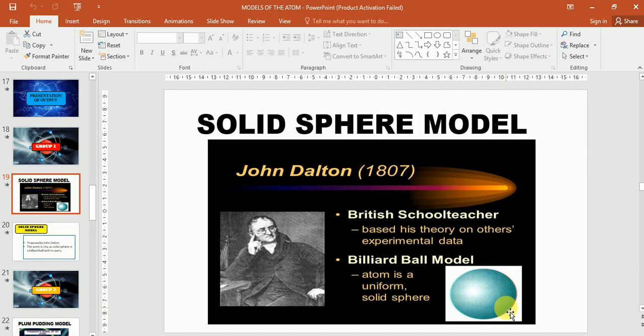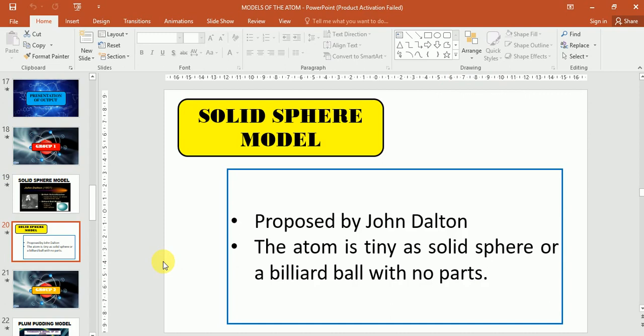Plain, no proton, no neutron, no electron, no nucleus. Just a sphere, a solid structure. That's why he called this one the solid sphere model. So he viewed the atom as a tiny solid sphere, or a billiard ball with no parts.